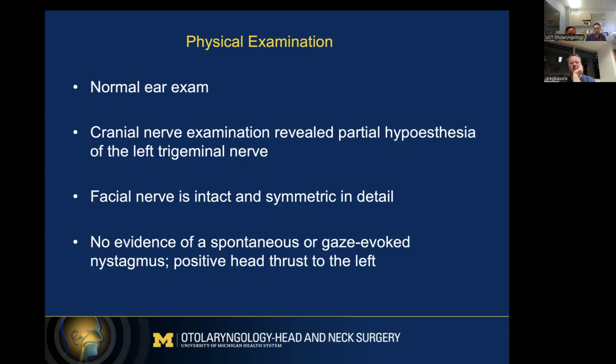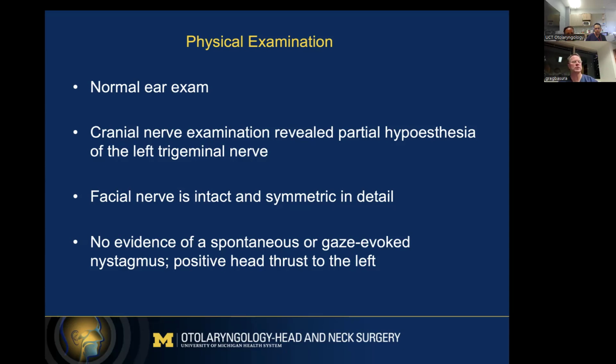Okay. So you have a 70-year-old with chronic imbalance. You're noticing some hypesthesia in the V2 maxillary distribution of the trigeminal nerve, and an ipsilateral head thrust test. What do you want to do next? What would you do with this patient?